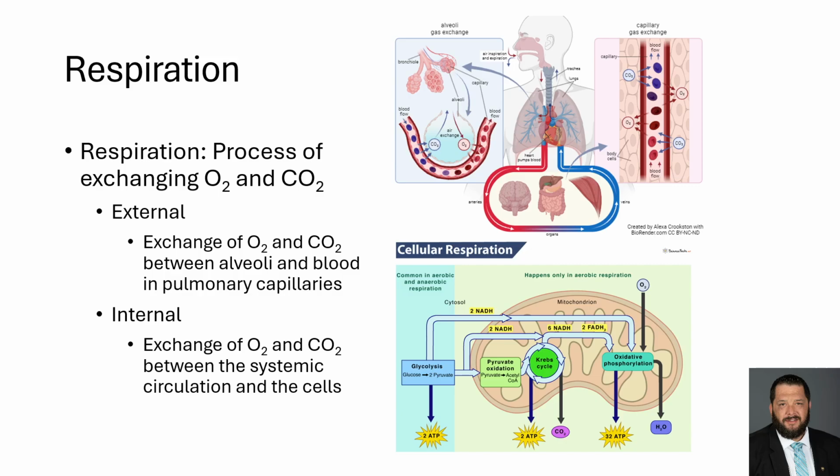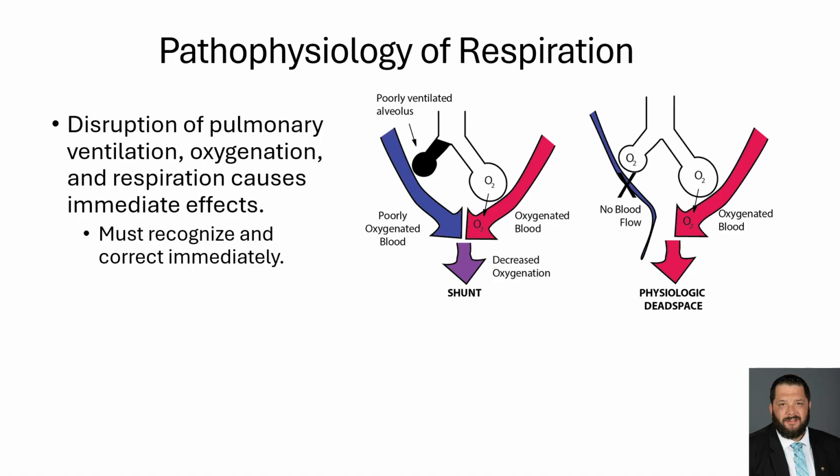Respiration in general is that process of exchanging oxygen and carbon dioxide. And as we remember from anatomy and physiology, oxygen is required at the cellular level to ensure the production of ATP through glycolysis and the Krebs cycle. And waste products like carbon dioxide can have significant impacts on the body's pH and overall homeostasis.